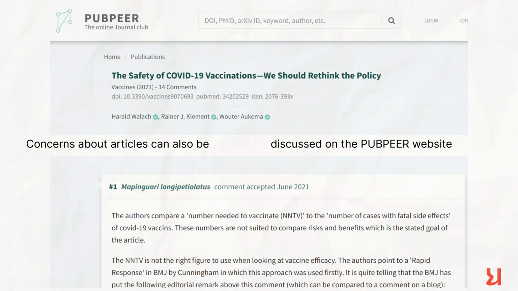And this is an example of a discussion on the PubPeer website. So this is an article called "The Safety of COVID-19 Vaccines, We Should Rethink the Policy." And this is an anonymous comment where the commenter has a detailed critique of the article and says that they've used the wrong measures in the article, so the findings are not safe. So this might well lead to a retraction, and this site has these kind of detailed critiques.